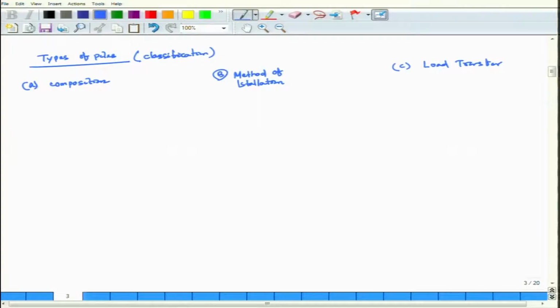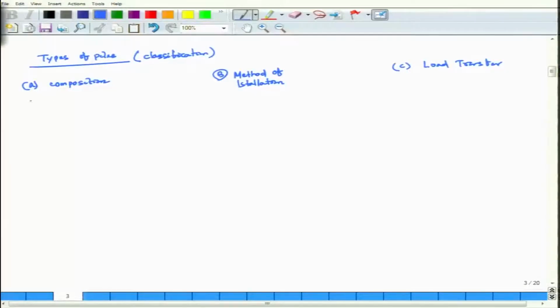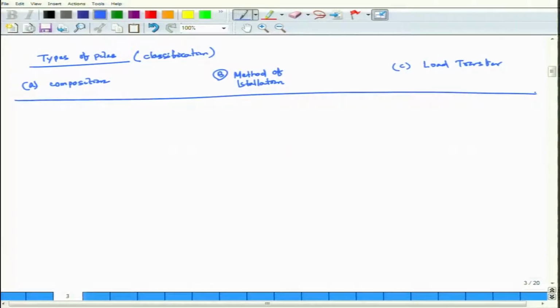Classifications or types of pile have been divided into three categories. First one is based on compositions, second one is based on method of installation, third one is based on load transfer. Let us start with the first one. First one is composition.